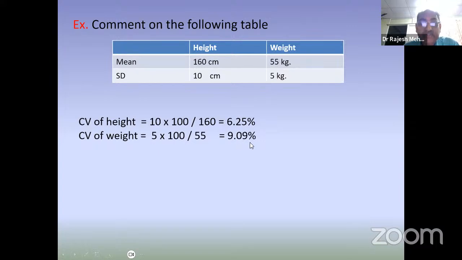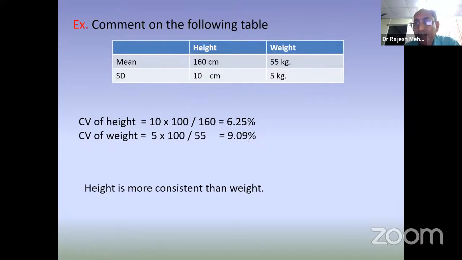Standard deviation of weight is 5 kg, which is 9%. So you can say that, comparing the coefficient of variation, height variation is comparatively less than the CV of the weight. So height is more consistent than the weight. Coefficient of variation of height is 6% and of weight is 9%. So when you compare two groups, you should mention this coefficient of variation.